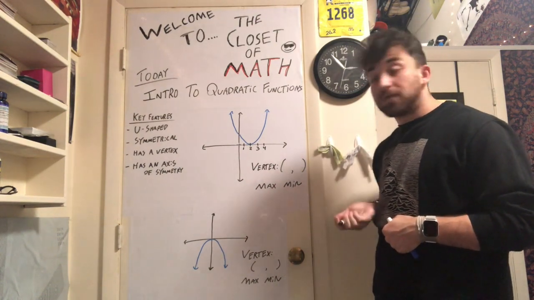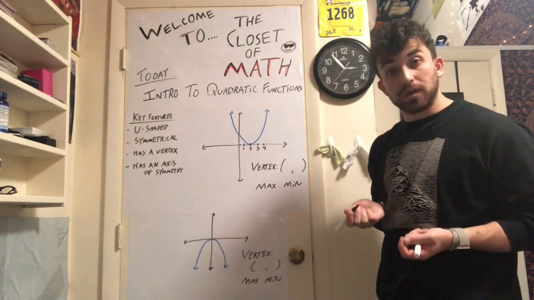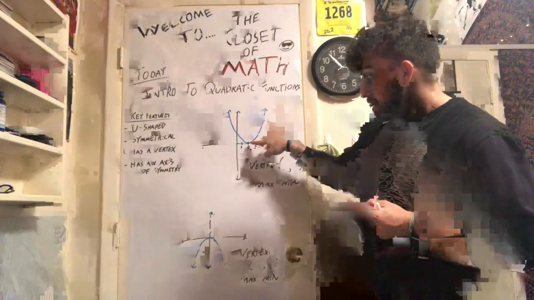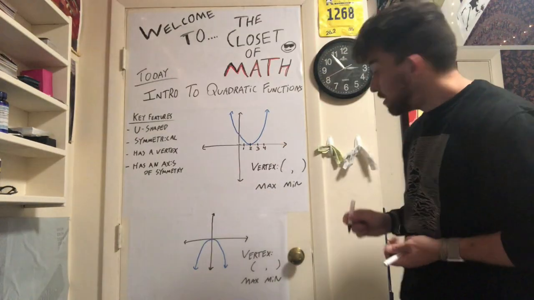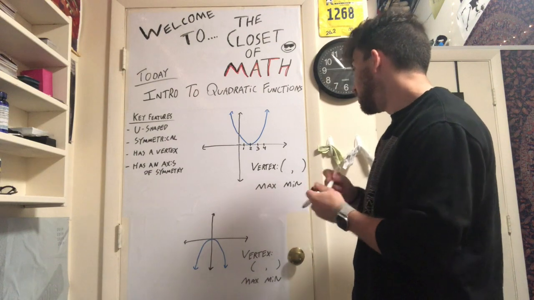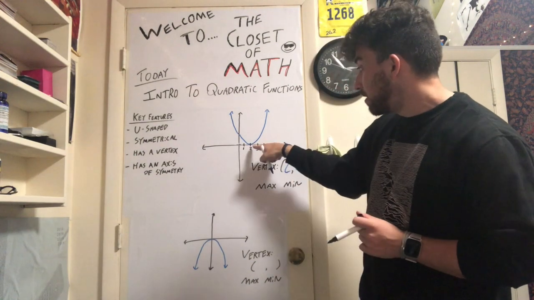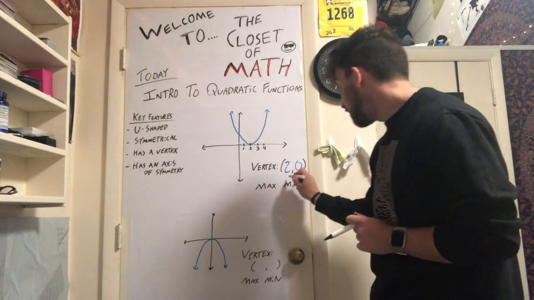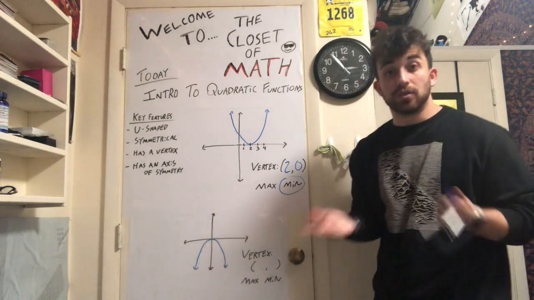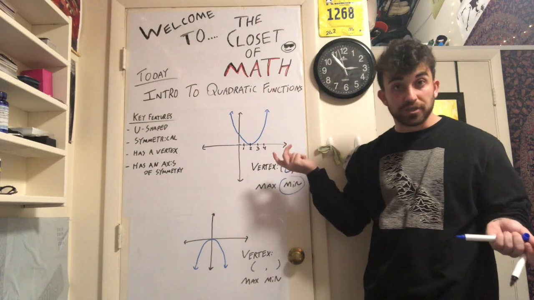We identify the point of the vertex just like any other point on a coordinate plane. I can see the x value is 2, the y value is 0. So the vertex is, let's use blue, (2, 0), that point right there. And that is a minimum because it's the lowest value that quadratic function has.